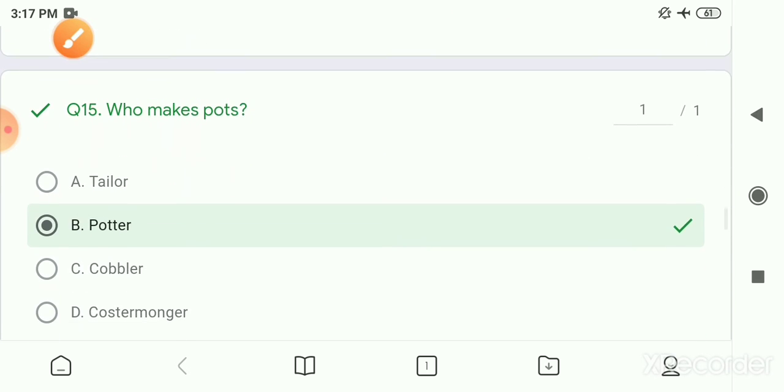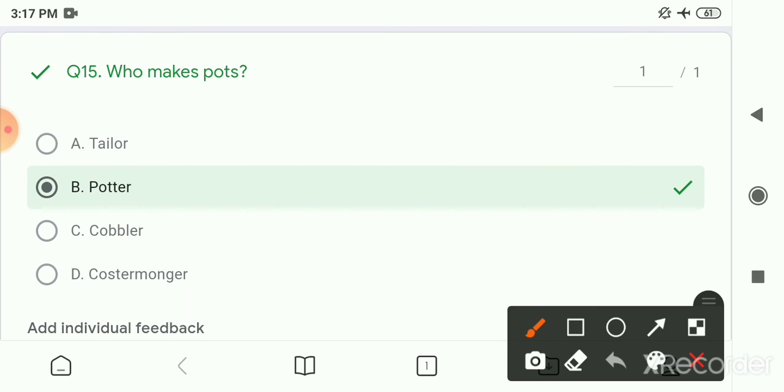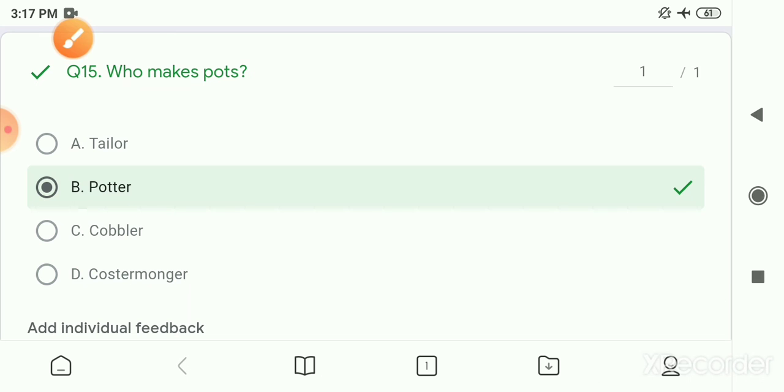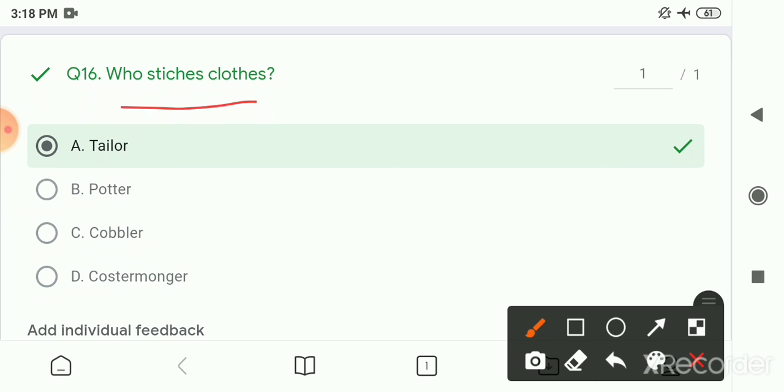Next, 15th number, who makes pots? The options are tailor, potter, cobbler and costermonger. So the potter makes the pots, the tailor stitches the clothes, the cobbler repairs or makes the shoes, and the costermonger sells the vegetables. So here your answer is option B, potter. Potter makes the pots. Next, 16th number, who stitches clothes? So as we discussed, the tailor stitches the clothes. So here your answer is option A, tailor.